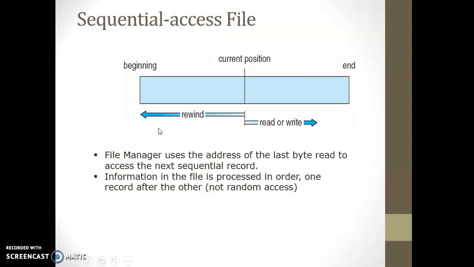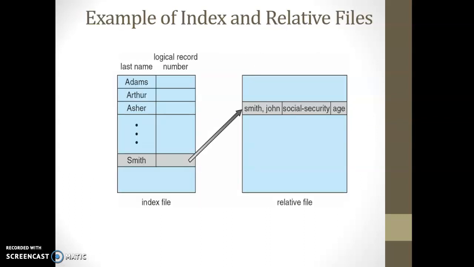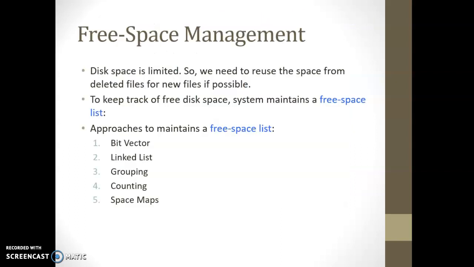Okay, now let us see. So this is how sequential access file works, where a file manager uses the address of the last byte read to access the next sequential record. So here the information in the file is processed in order and one record after the other. Basically, sequential access file is not random access. Now this is the example of index and relative files.